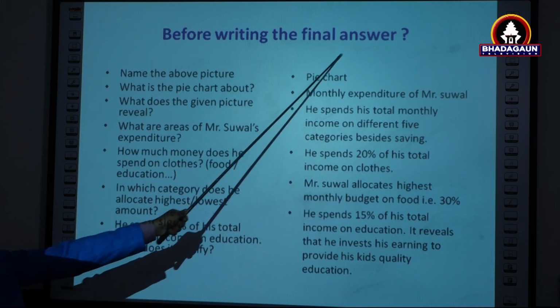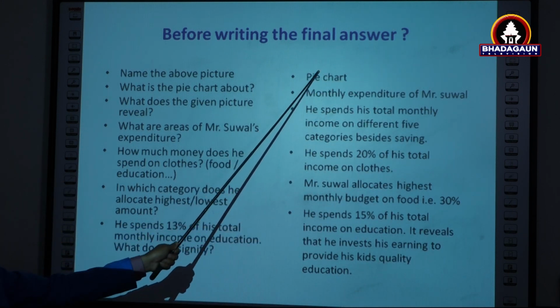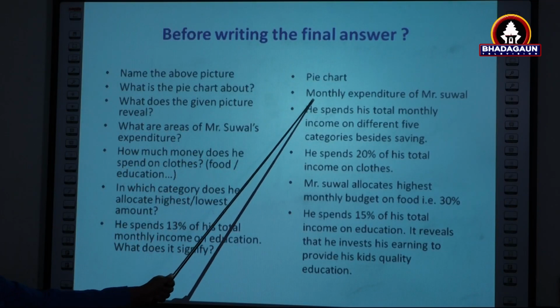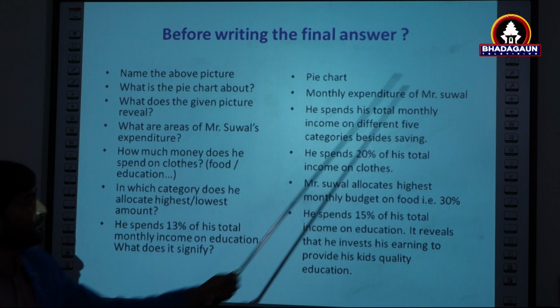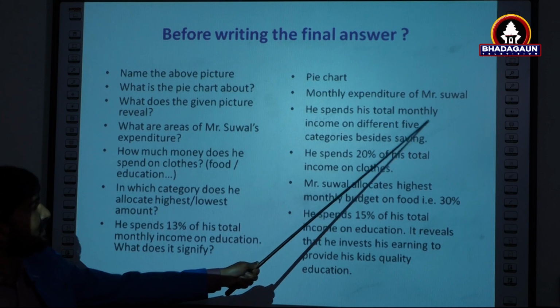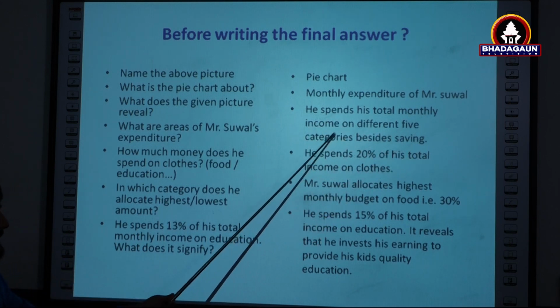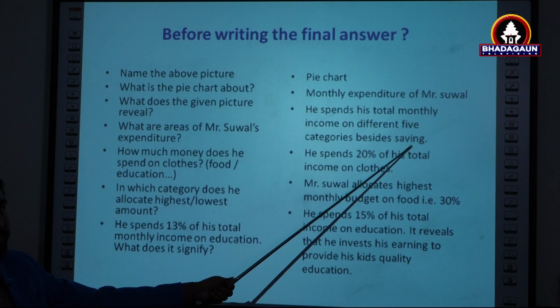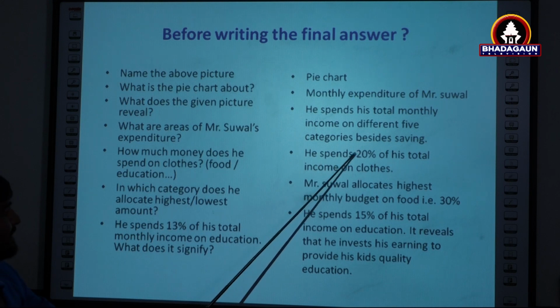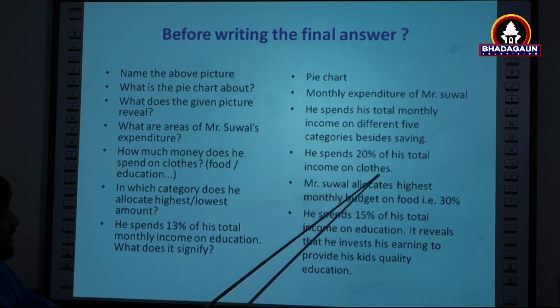Now after preparing this rough answer in your mind, you are ready to write the final answer, using the expressions or language functions that we have already discussed. What is the pie chart about? Monthly expenditure of Mr. Sual. What does the given picture reveal? He spends his total monthly income on 5 different categories besides saving. This picture reveals this statement. How much money does he spend on clothes? He spends 20% of his total income on clothes.